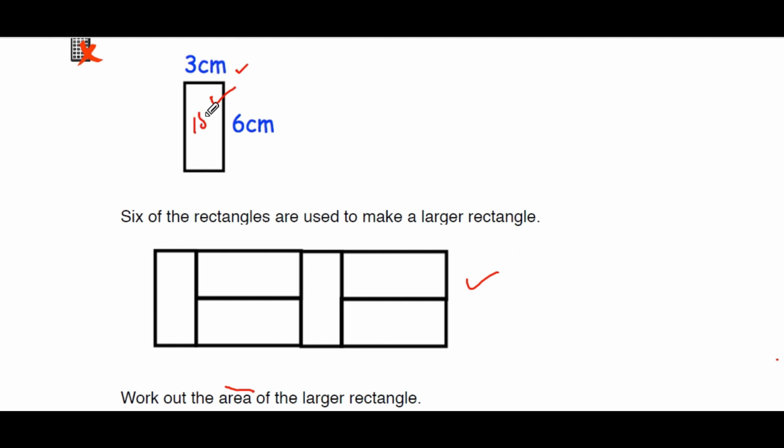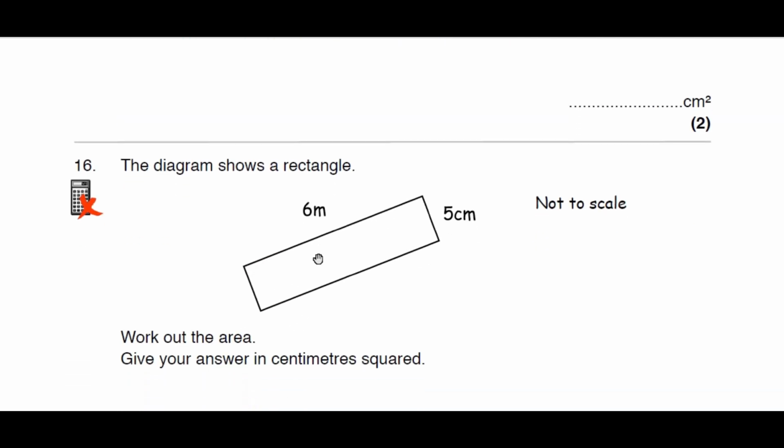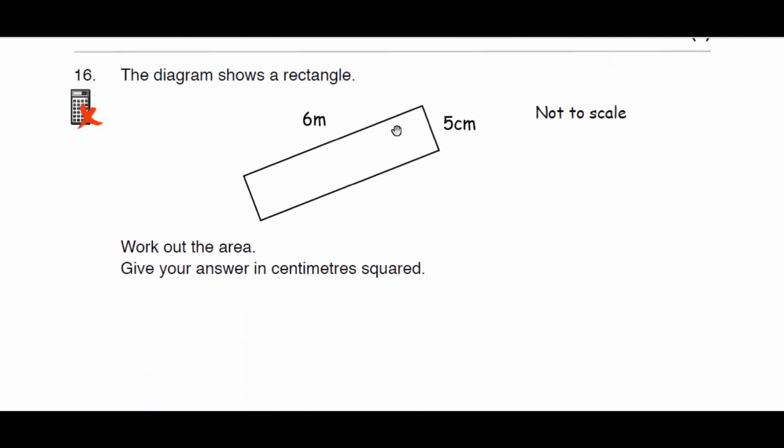For that, you need to find the area of the small rectangle, which is 18 centimeters squared. And now, for finding the area of 6 rectangles, you need to multiply, and it's going to give you 108 centimeters squared. Okay, so this is an easy question. You can now try yourself, and now scroll up the sheet and let's do more questions over here.